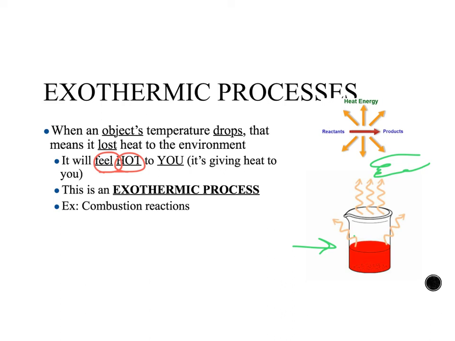So combustion reactions are a good example of exothermic processes. This is anything that's burning is a combustion type reaction. Okay, so burning wood, the combustion reaction inside of your car, okay, anything like that. So it's letting off heat and therefore an exothermic process.